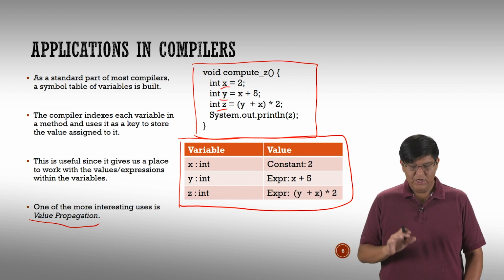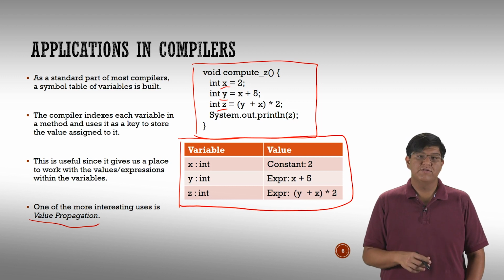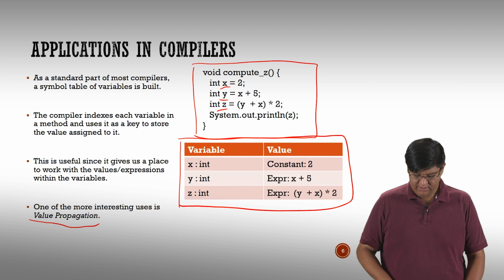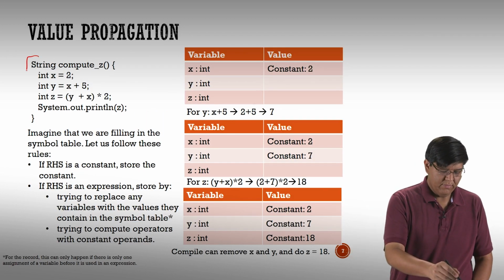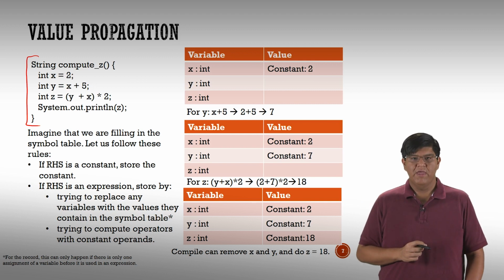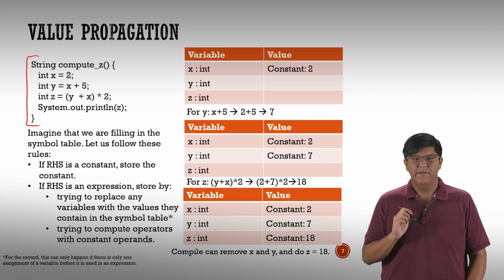So in general, a symbol table is basically a way to work with variables. It's a way to work with the expressions that are assigned to them. So, value propagation. Let's take a look at this. Again, we have this function, compute z. Imagine that we first go through this and we have a symbol table, and we fill out the different values in there. Okay, so we have x, y, and z.